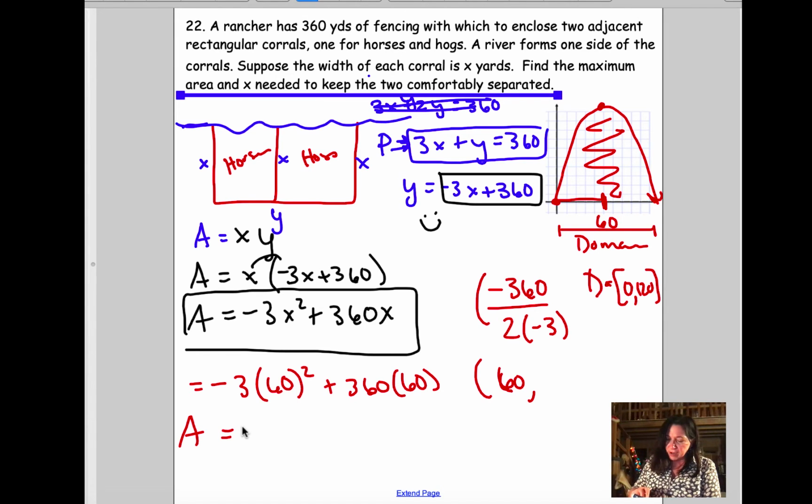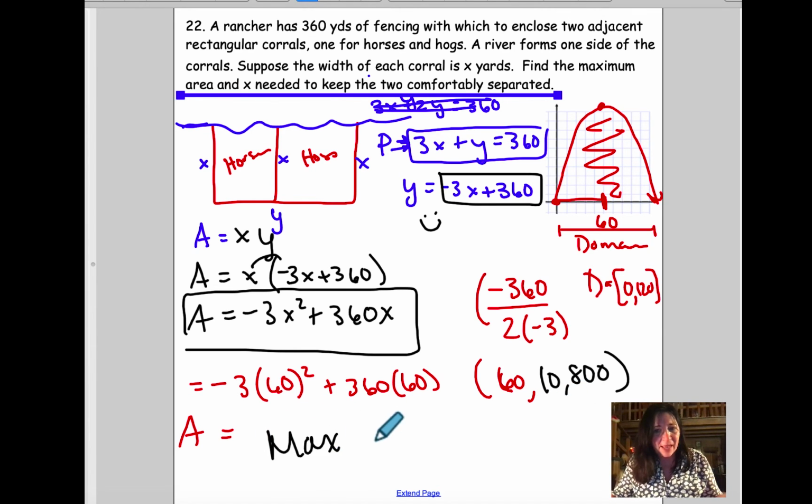60 squared times negative 3 is negative 10,800. And now I'm going to add 360 times 60, and I get 10,800. Is that right? Let's see. So times 60, and so I guess I get 10,800. That's what it looks like. You guys check that answer. All right, so that means that my max area is 10,800.